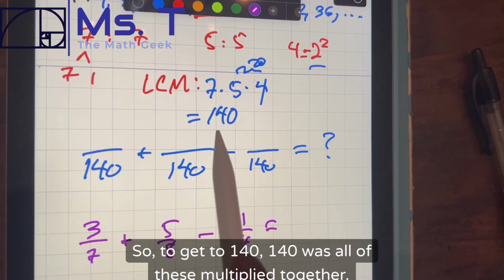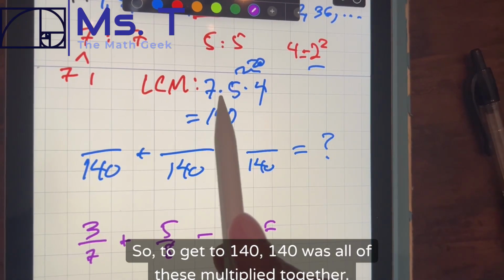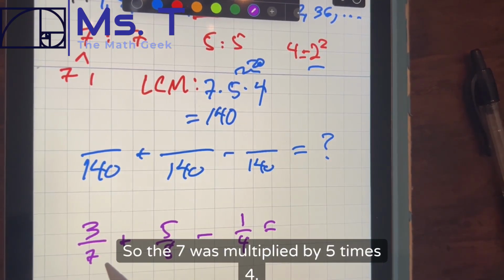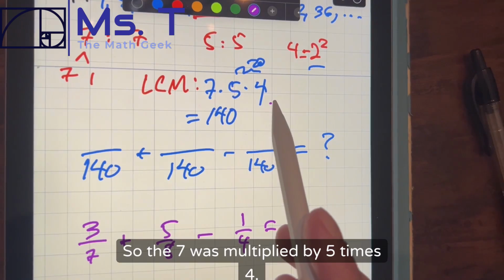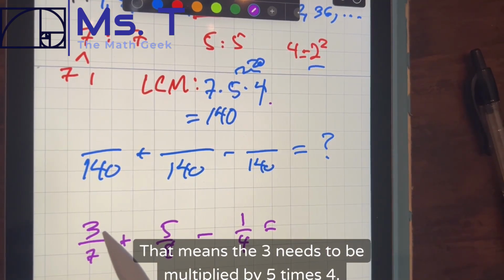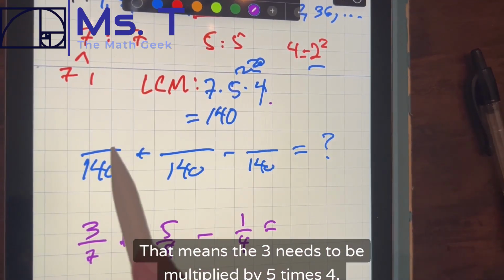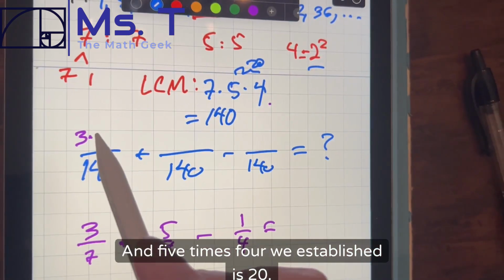So to get to 140, 140 was all of these multiplied together. So the 7 was multiplied by 5 times 4. That means the 3 needs to be multiplied by 5 times 4. And 5 times 4 we established is 20. So we're going to leave that.